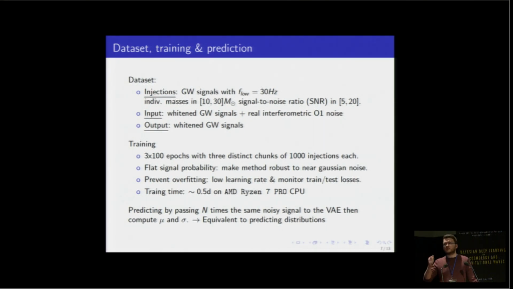If you do have a gravitational wave signal in your data, then you should expect your VAE to output a reconstruction that looks like a gravitational wave event. But if there's not, then you should expect your VAE to output a flat signal.